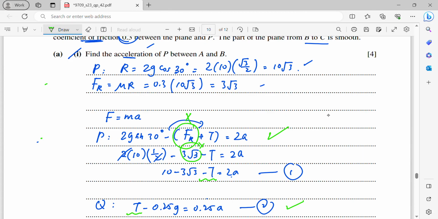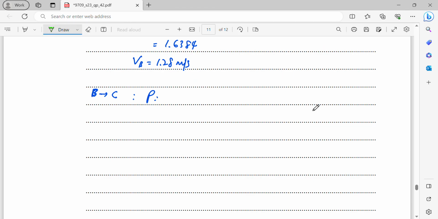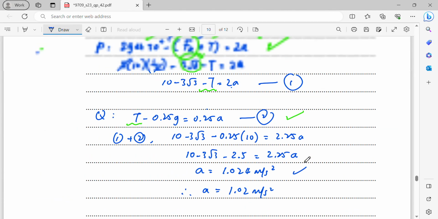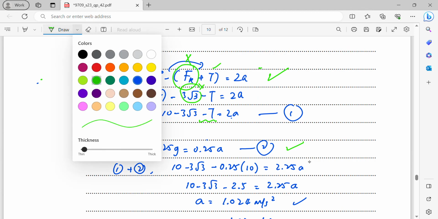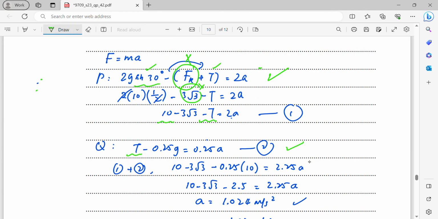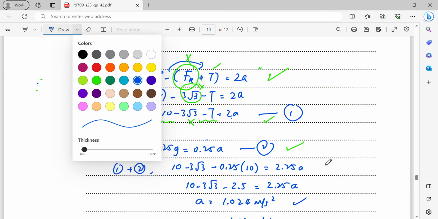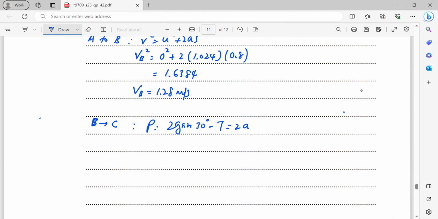Alright, so it will be 2G sine 30 minus T equals to 2A. Then, when I refer to the previous calculation, this 2G sine 30 is basically 10. So I will just jump directly to this and ignore the 3 root 3. So I will get 10 minus T is 2A. This is my third equation.